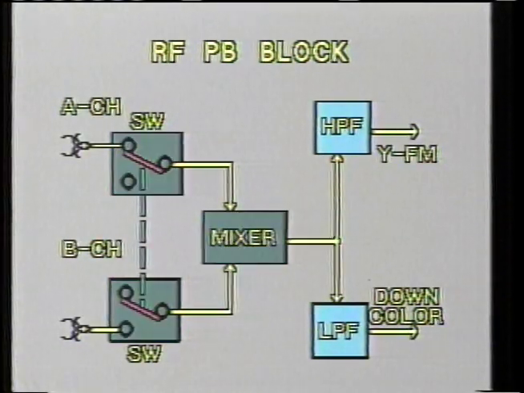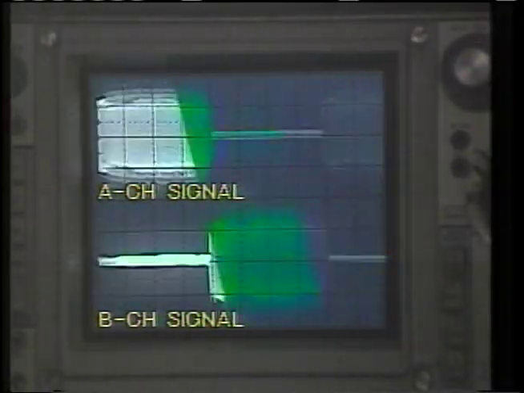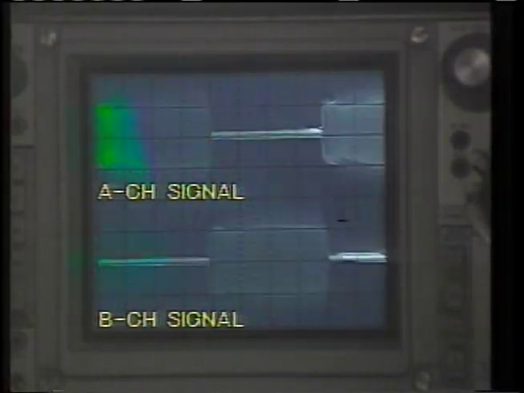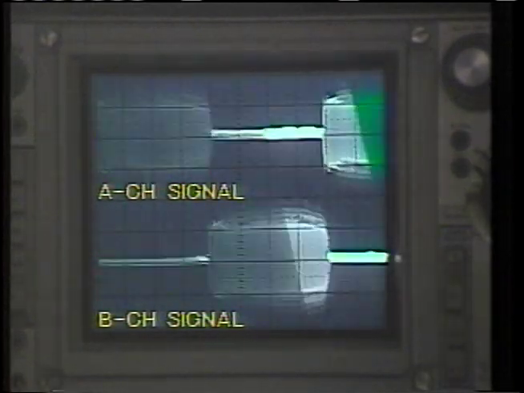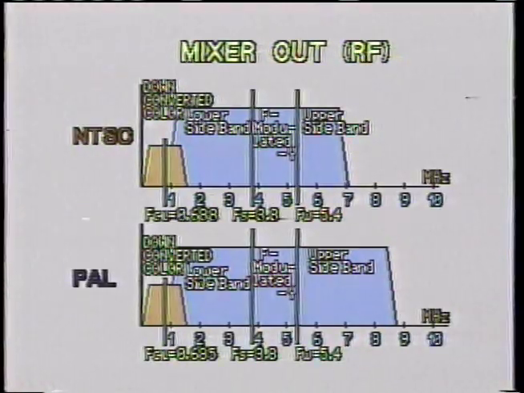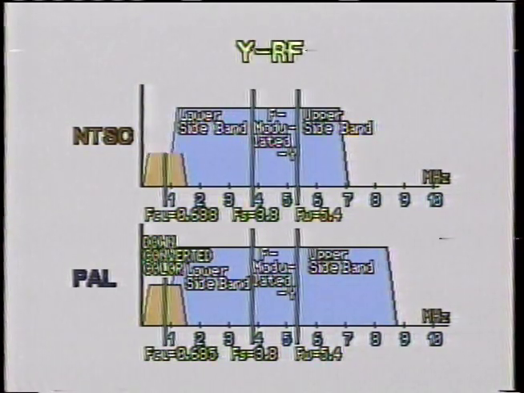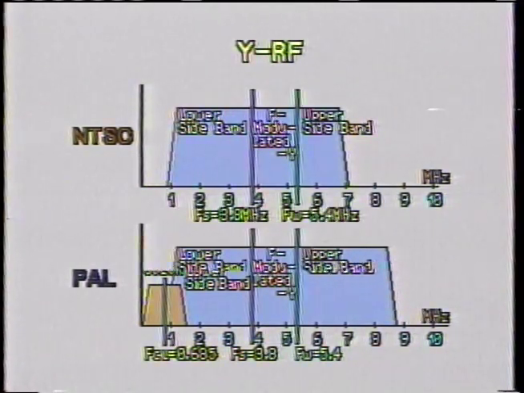The first step involves the switcher and mixer circuits. The video head output from the A and B channels appears alternately in each field. This is the circuit for creating a continuous signal. The initial processing of the Y circuit is carried out by the high-pass filter. Only the YFM component is removed from the combined YFM and fixed-band chroma component mixer output.